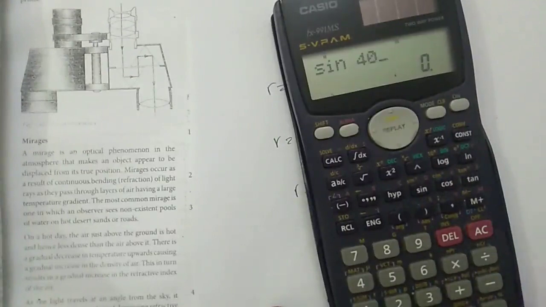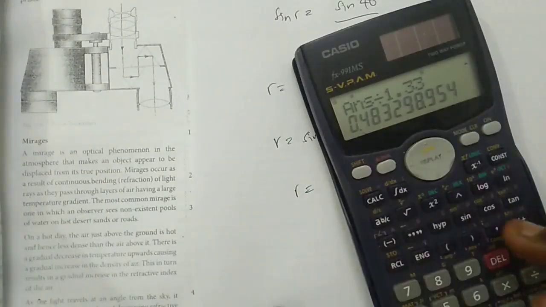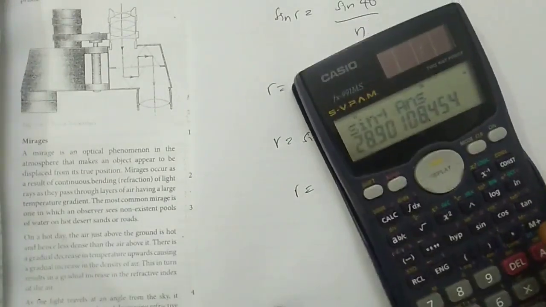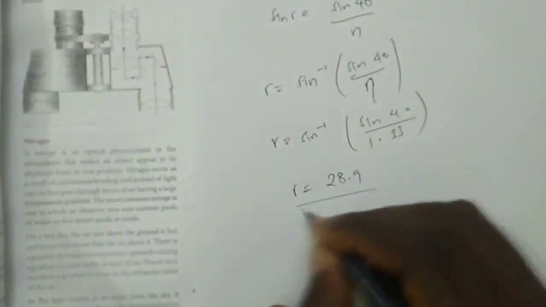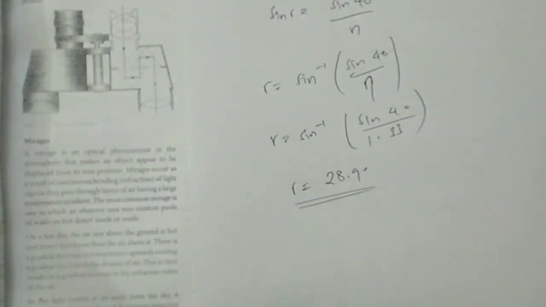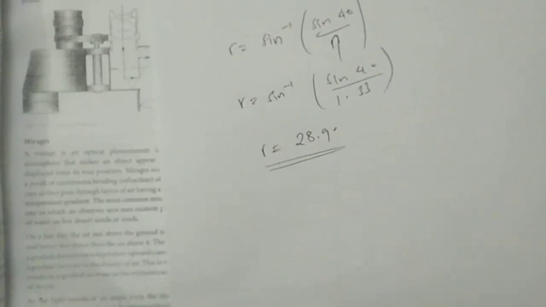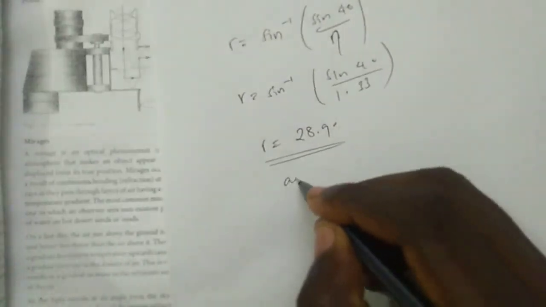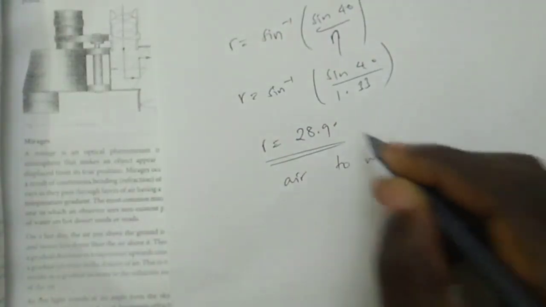So you get angle of refraction R is equal to sine inverse of sine ya 40 gawanya kwa 1.33. Tapata ni 28.9. One thing you need to remember is that the angle of refraction R must be smaller than the angle of incidence, kwa sababu hapa light ilikuwa inatoka kutoka kwenye air to water. Kwa hiyo angle of refraction R lazima iwe ndogo kuliko angle ya incidence.